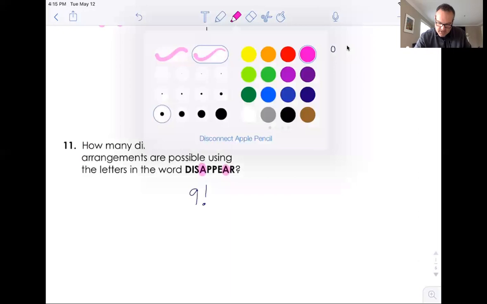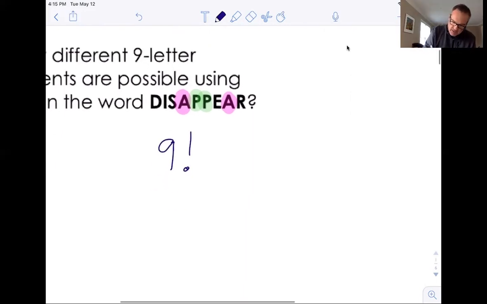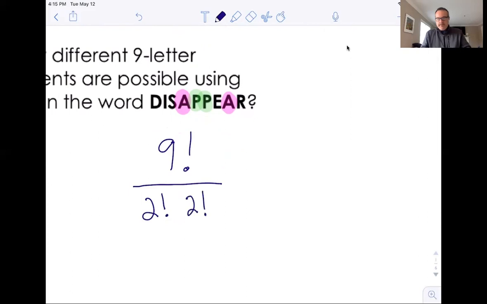And it looks like, I'll change the colors here, it looks like P also repeats twice. So if I flip-flop the A's, it wouldn't change the arrangement. If I flip-flop the P's, they each appear twice, and the way we account for that is divide by 2 factorial and 2 factorial. And 2 factorial is just 2, so really we're just taking 9 factorial divided by 4.